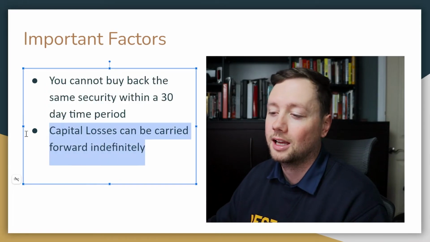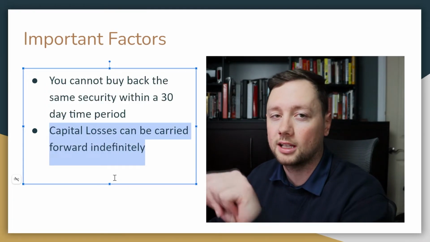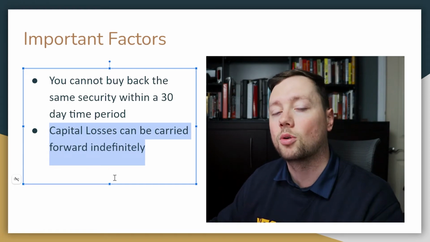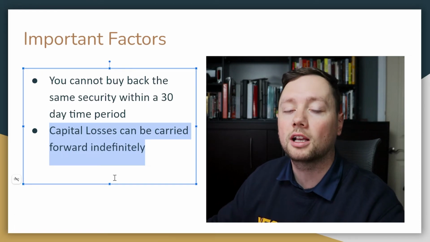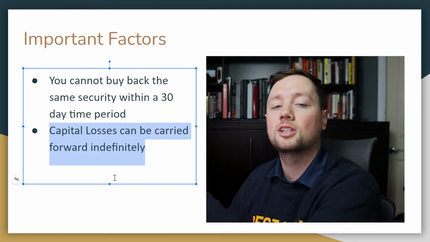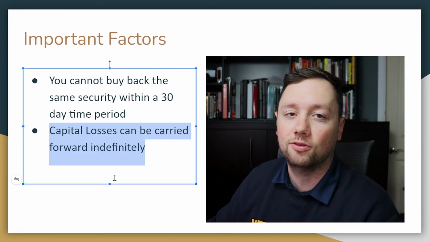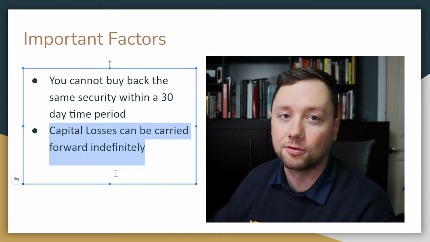And secondly here, capital losses can be carried forward indefinitely. So let's say that you don't have any capital gains right now, but you do have some capital losses. You can lock in those losses and use them to offset your capital gains at any point in the future. They do not expire as of right now.